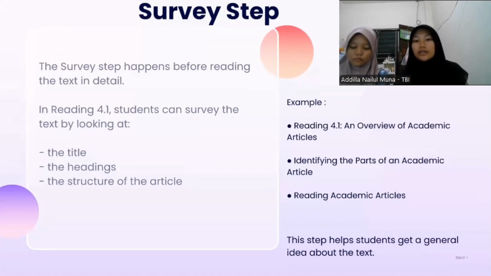Next is the survey step. The first step is survey. In this step, students look at the title first and then the headings and structure before reading the text in detail. So in Reading 4.1, students can survey the text by looking at the title and subheadings. This step helps students get a general understanding of the topic and prepares them for deeper reading.